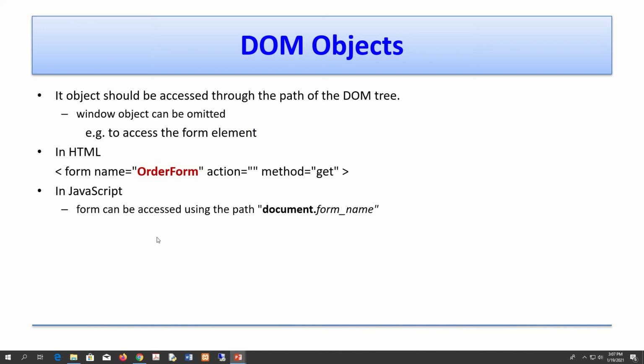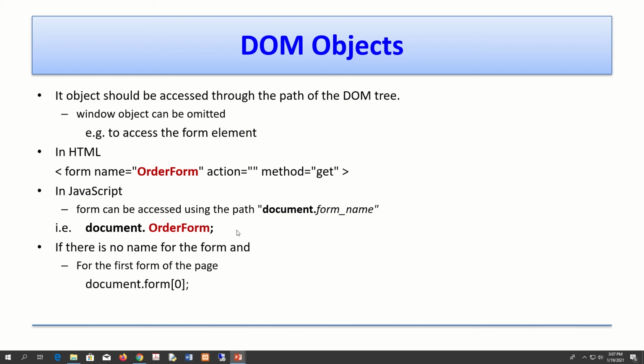So if it is the long path, that is window.document.formname, right? Window can be omitted. So assume the form does not have its name attribute.